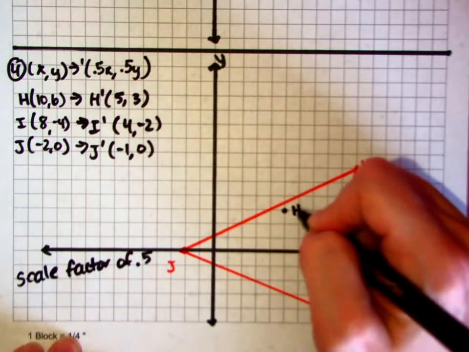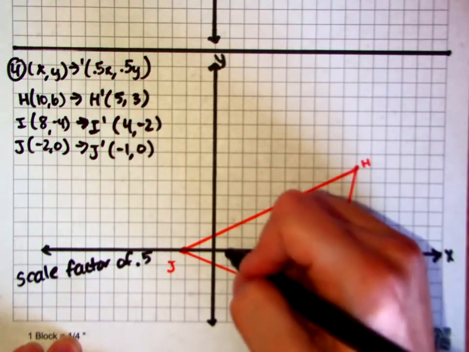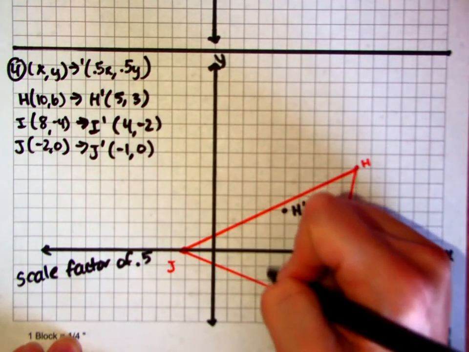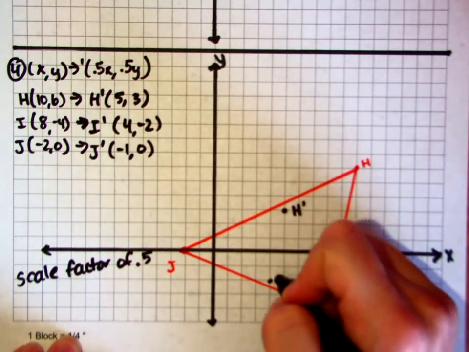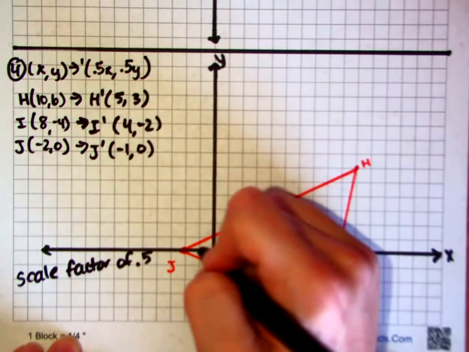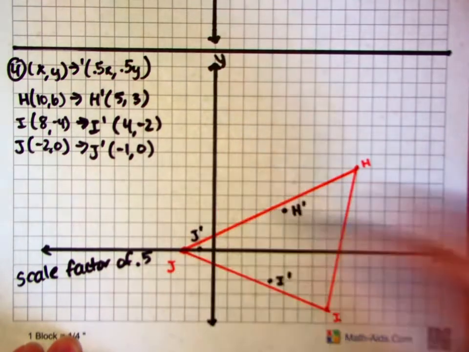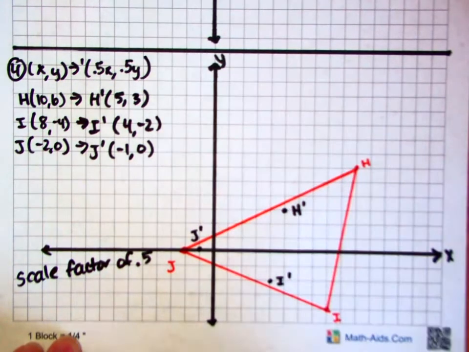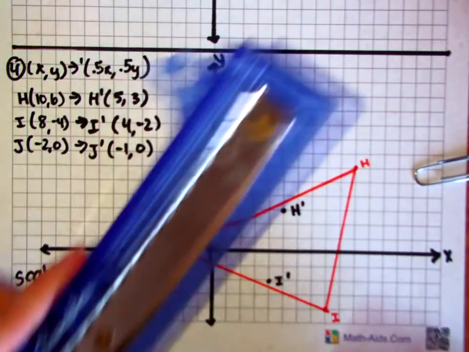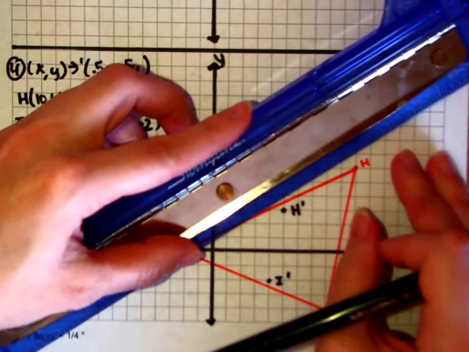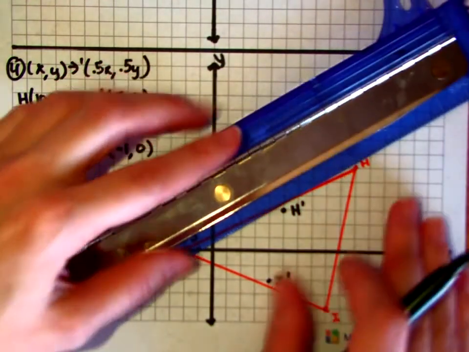So there's my H prime. There is my I prime. And then here's my J prime. Now, you have to be careful on this one with the center of dilation. Remember, to get your center of dilation, you're going to have to connect the prime and the actual points together. So I'm going to do this with the straight edge just to be as accurate as possible. So give me just a minute.